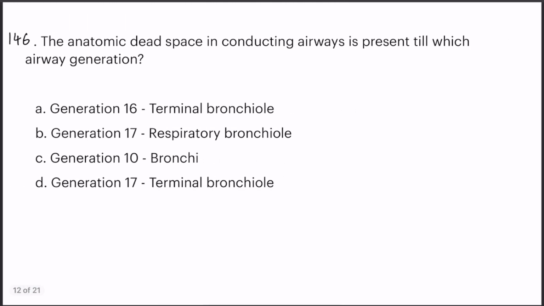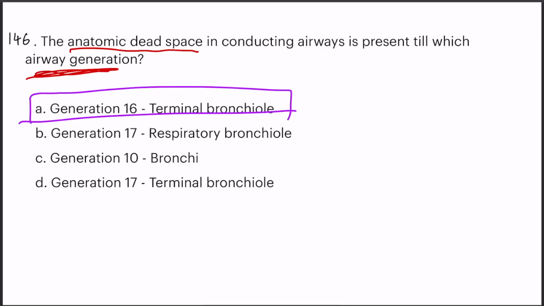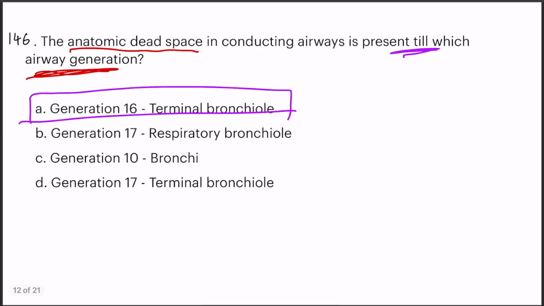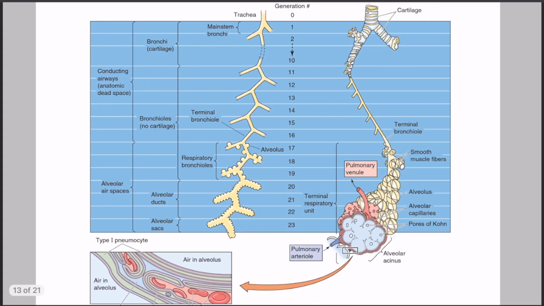And then this is on the respiratory system. What is the anatomic dead space and which generation is it? The answer is that anatomic dead space is present till the 16th generation. Why is it so? Because till the 16th there is no air exchange. Beyond 16, that is from 17 to 23, the air exchange happens. So that's why this is an anatomic dead space or a conducting airway, whatever they call it.